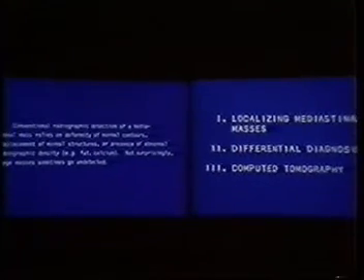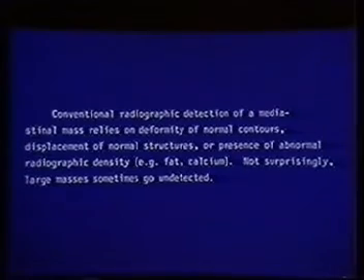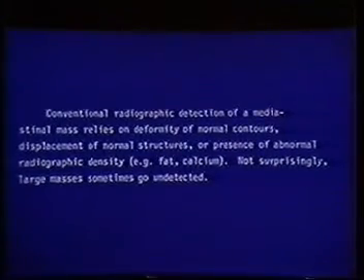Now, conventional radiographic detection of mediastinal abnormality generally relies on deformity of normal contours or displacement of normal structures, or rarely on demonstration of some sort of abnormal radiographic density, fat or calcium. And because of that, I don't think anybody would be surprised if I say that large masses sometimes go undetected. I'll quantitate that for you a little bit better when we get to computed tomography. Let me talk a little bit then about differential diagnosis of mediastinal masses.